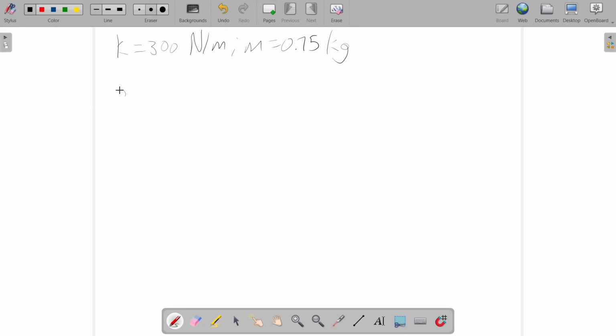And they ask us to find the period. So we know that the period is 2 pi square root, is it m over k or k over m? I tend to forget. M over k, right? So we already have everything we need to find the period. We basically just say 2 pi square root 0.75 over 300, and we get our period.